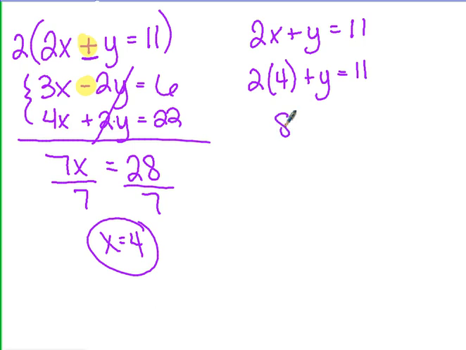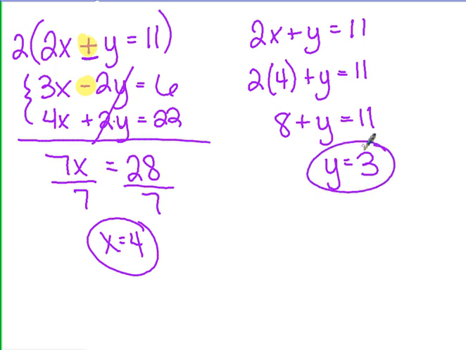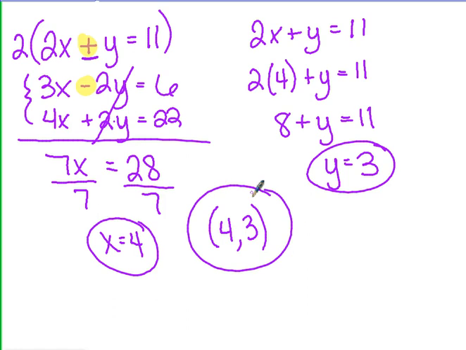2 times 4 is 8, so I have 8 plus y equals 11. Subtract 8 from both sides, and y equals 3. All right, so we have our x value, we have our y value, and keep in mind, still, we're writing these answers as an ordered pair. Okay, so it would be (4, 3). And that is my final solution for this equation.